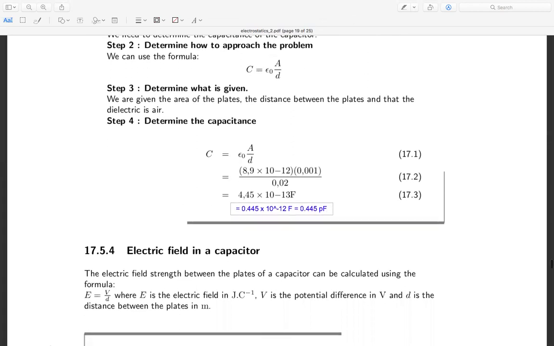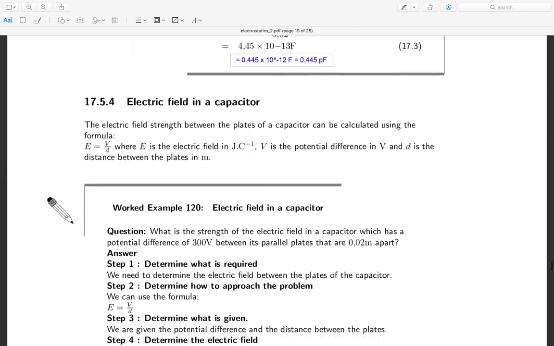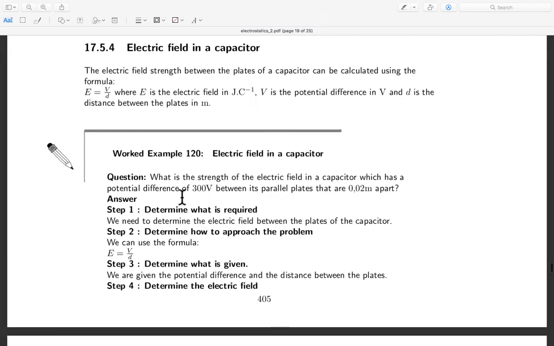Now, the electric field on the capacitor. The electric field strength between the plates of the capacitor can be calculated using the formula E equals V over D. We have one more formula, E equals V over D.